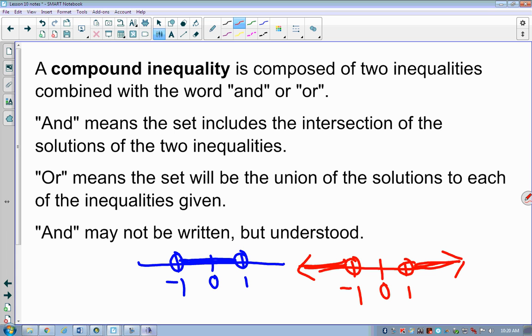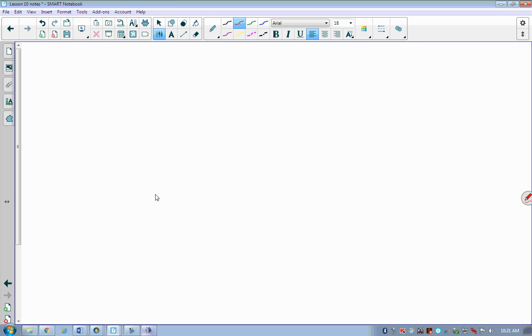"And" means the set includes the intersection of the solutions of the two inequalities, or means the set will be the union of the solutions to each of the inequalities given. "And" may not even be written, but it would be understood. And that's it for that.